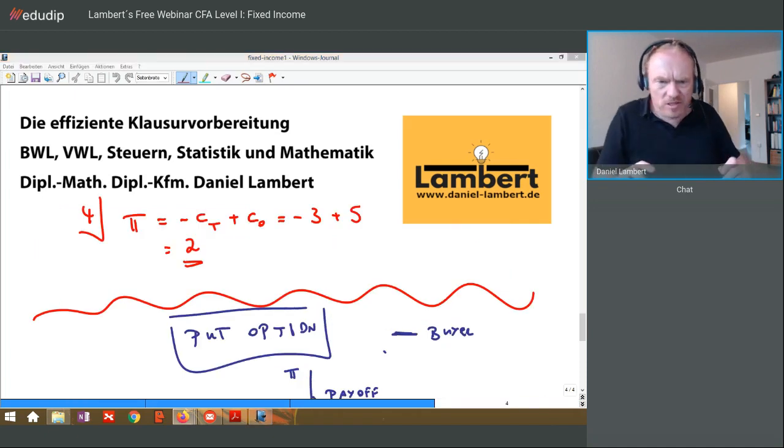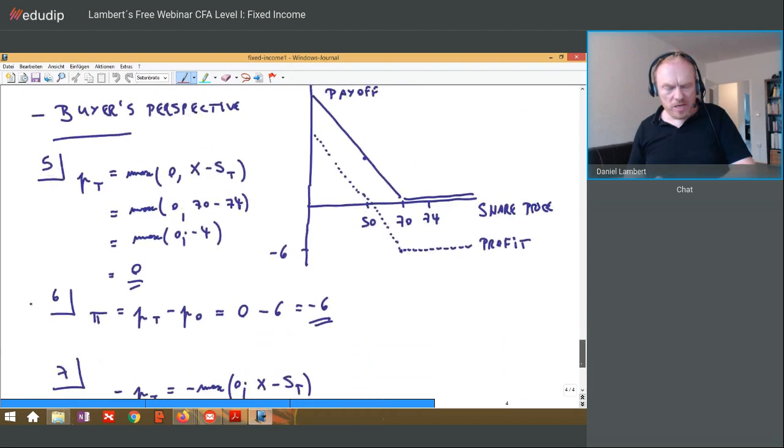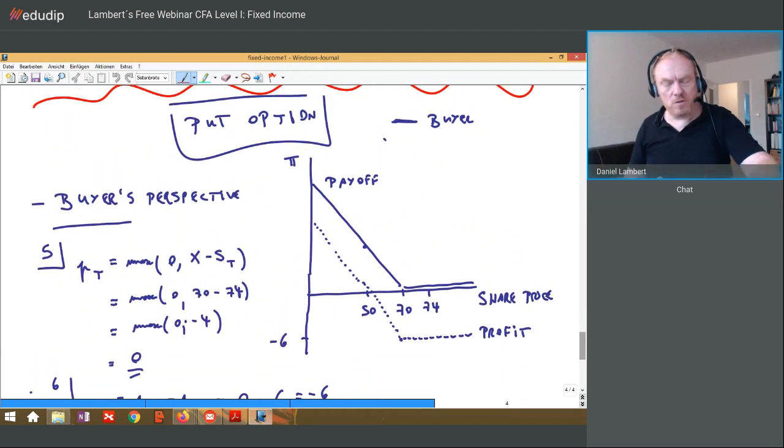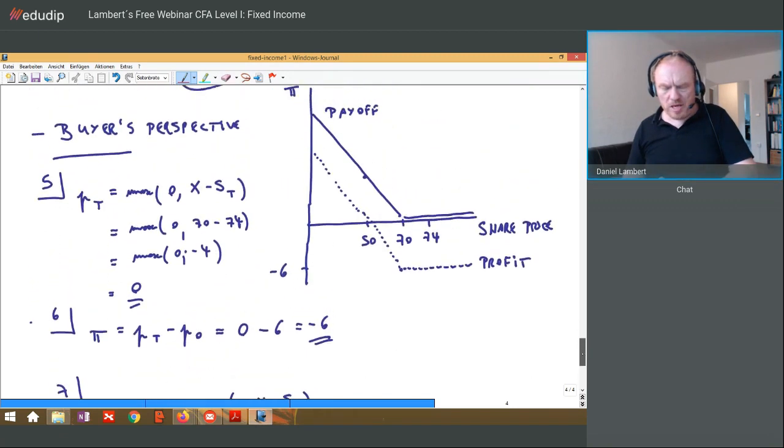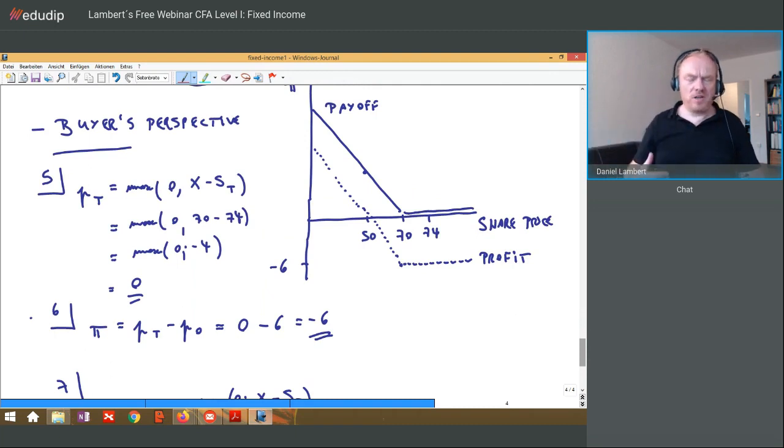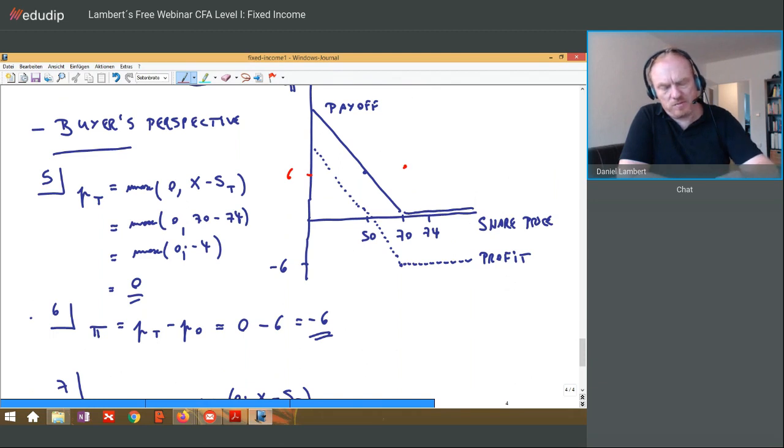I was trying to say that, in order to change perspective, painting the seller in red actually means that the following will occur. Once the put buyer doesn't do anything and incurs a loss of $6, the put seller does incur a profit of $6. So again, it's totally mirrored. The profit lines are mirrored, and these lines are the seller's profit.